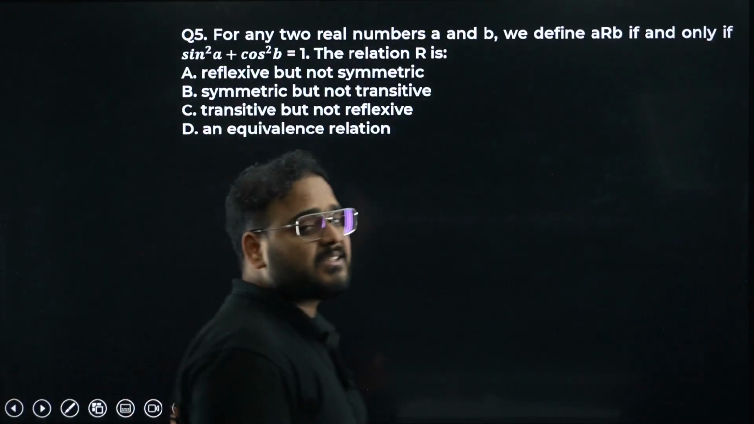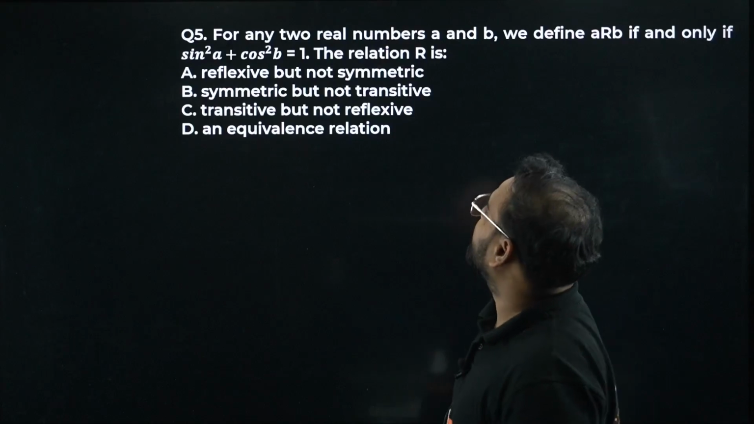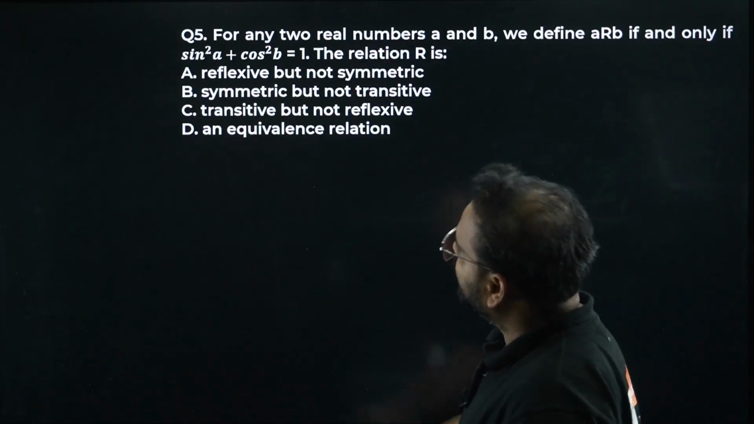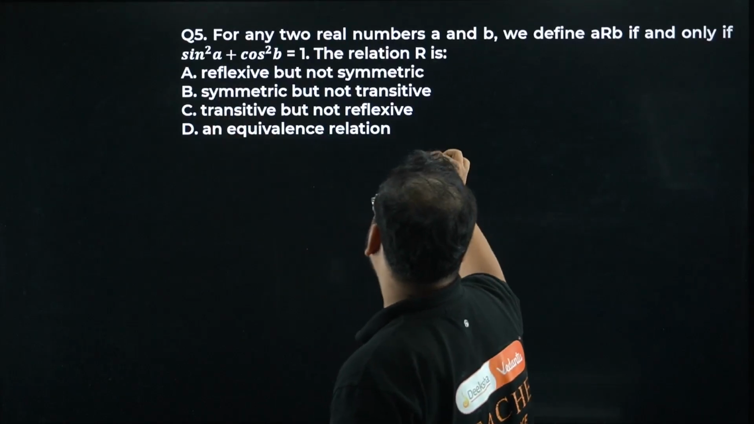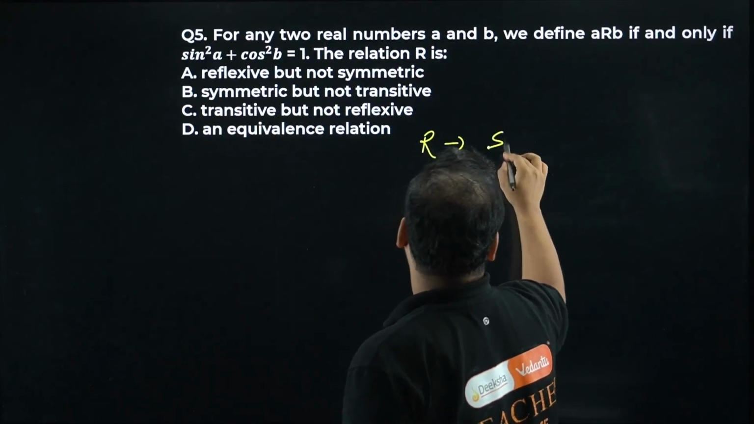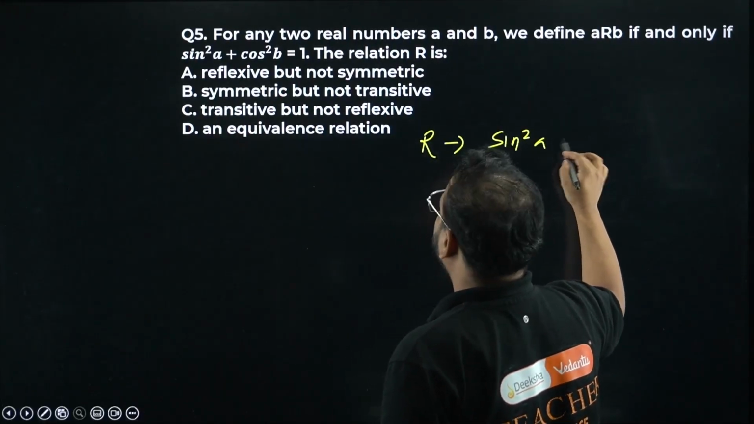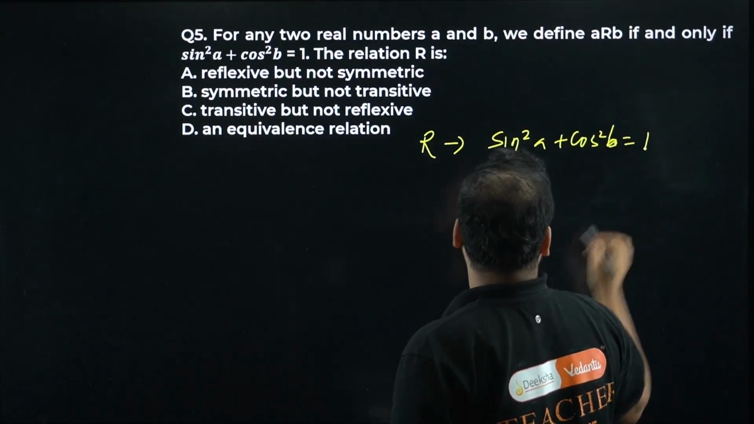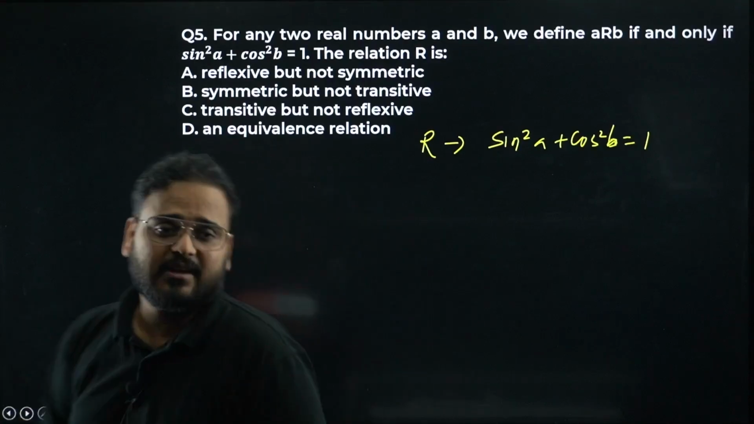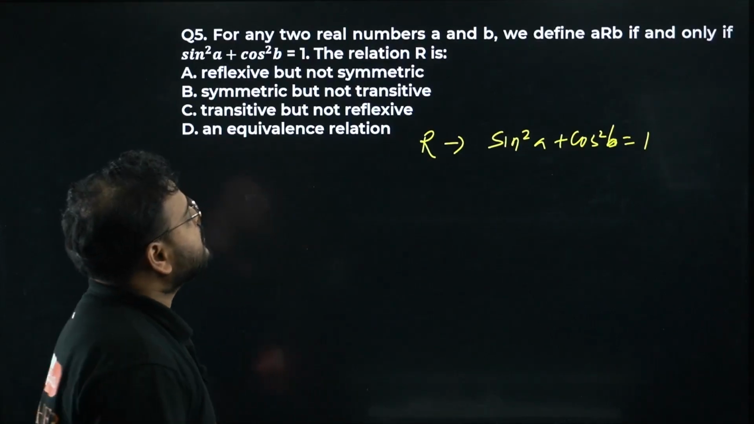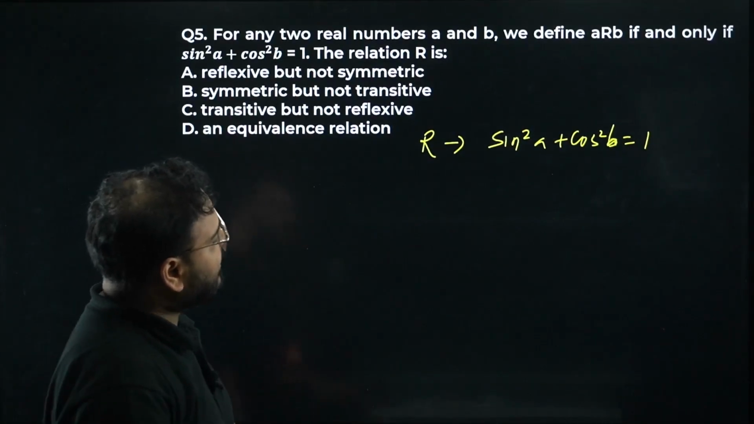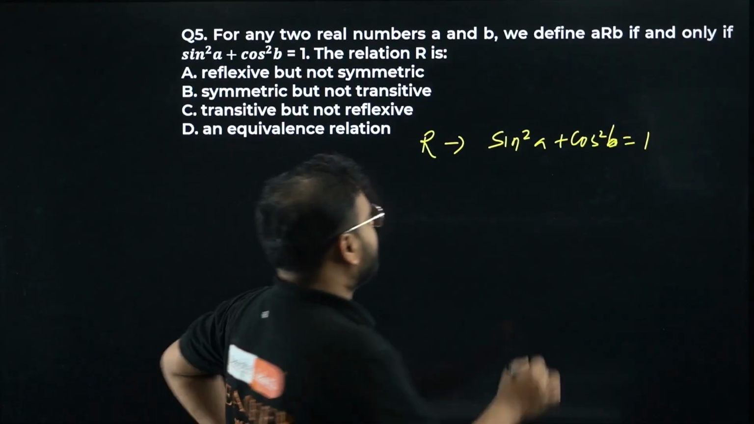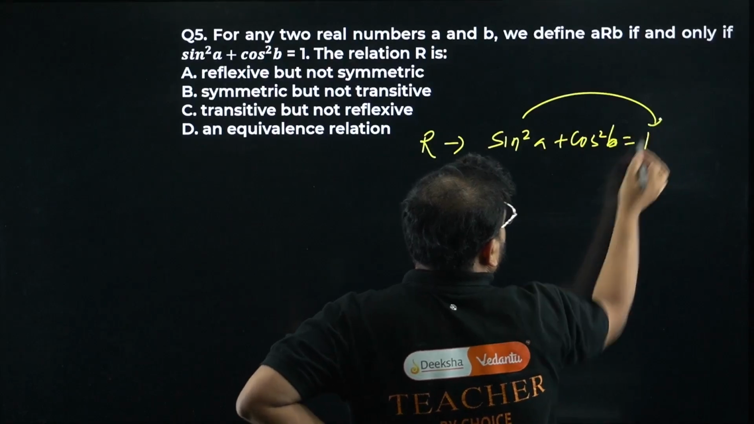Next, for any two real numbers A and B, we define ARB if and only if sin square A plus cos square B equals 1. This is the relation for us. I have to check whether it is reflexive, symmetric and transitive. I can apply the ordered pair condition AA, AB, BA and all, but I can do one thing over here. I can rewrite this relation in this form.